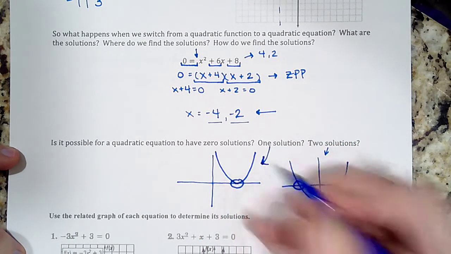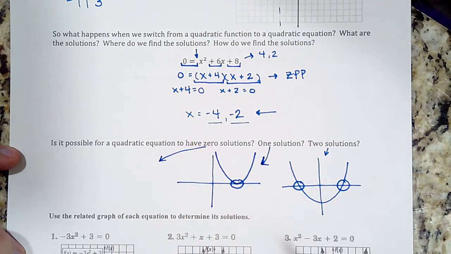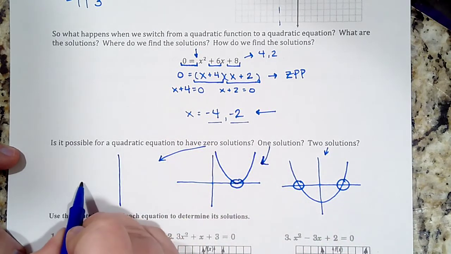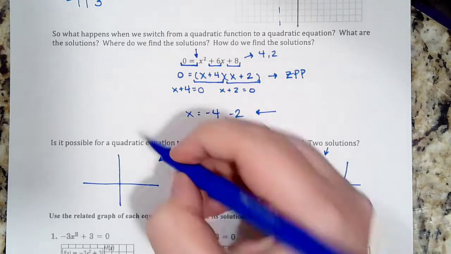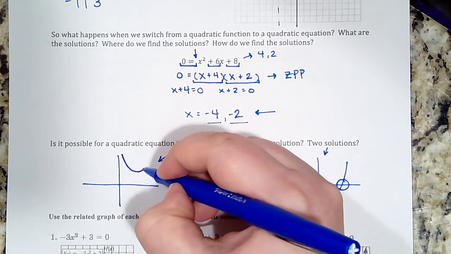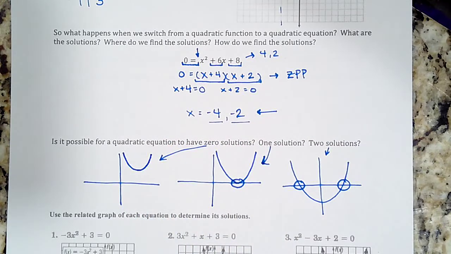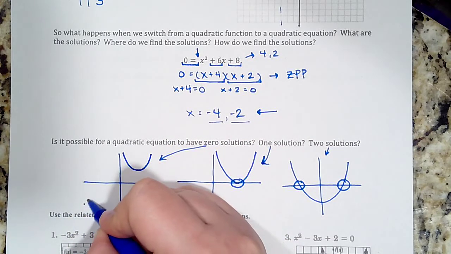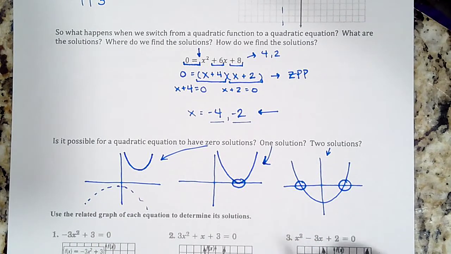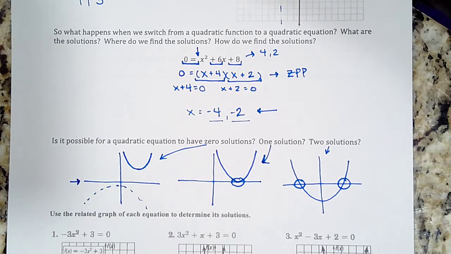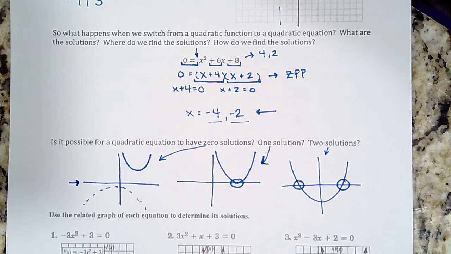Now, is it also possible to have 0 solutions? This is the tricky one, and this is the one I've been working backwards towards. Is it possible that we have a parabola that never ever touches the x-axis? Yeah, absolutely it is. We could have one that sits high up here and never touches the axis, or we could even have one that sits down here that comes really, really close but never quite touches anything. So because there's never anything touching this axis, there are no solutions.